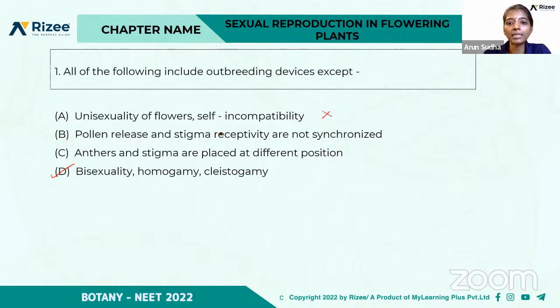Then pollen release and stigma receptivity are not synchronized, that leads to cross-pollination, right? Anthers and stigma are placed at different positions. So this is also one of the methods. But bisexuality, homogamy is also one. Inbreeding and cleistogamy, so the flowers are fully closed, so only autogamy is possible. So all these features will lead to self-pollination, right? But the other features lead to cross-pollination. So they are all outbreeding devices. So bisexuality, homogamy and cleistogamy is the right answer.